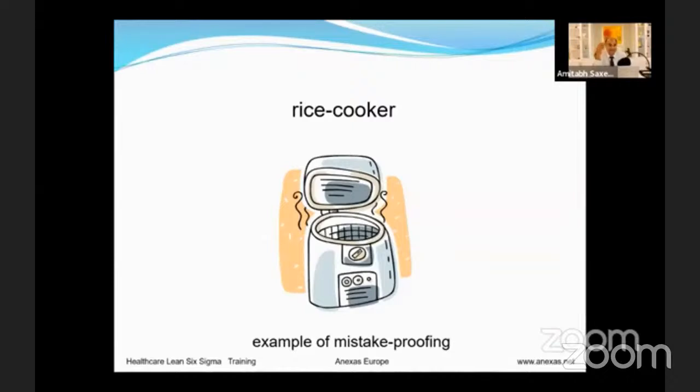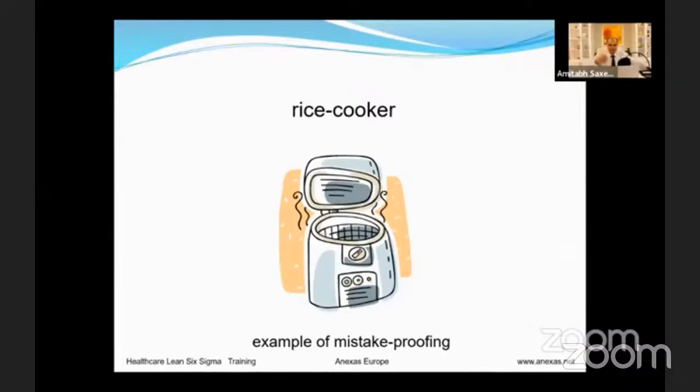Poka-yoke is a concept which was developed by Shigeo Shingo. He said that even by mistake, we should not commit a mistake. It means making our system mistake-proof or idiot-proofing. Even an idiot cannot commit a mistake, or fool-proofing, to be very precise. In Japanese, it is known as fool-proofing. Poka-yoke means even a foolish person cannot commit a mistake.